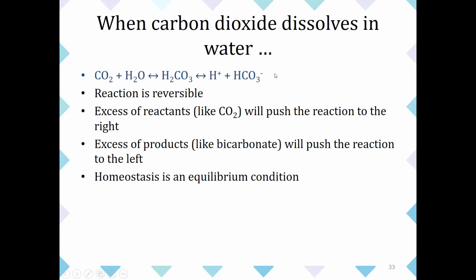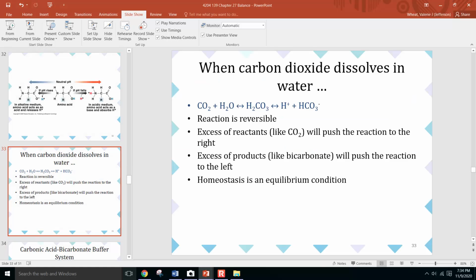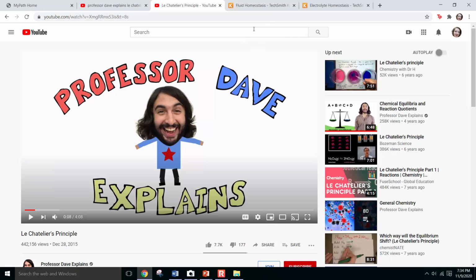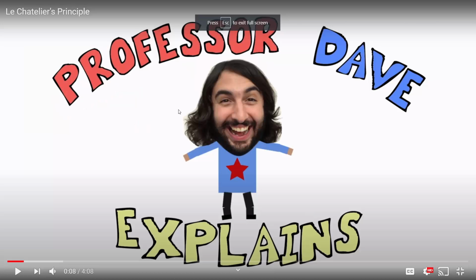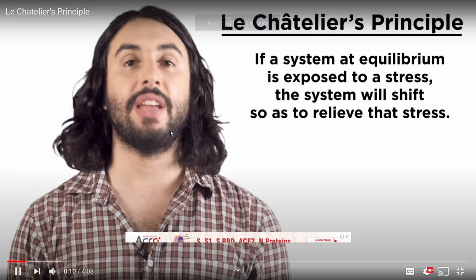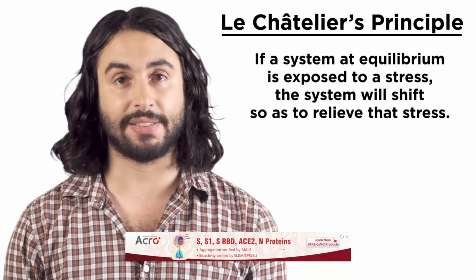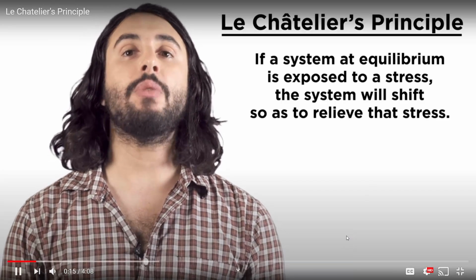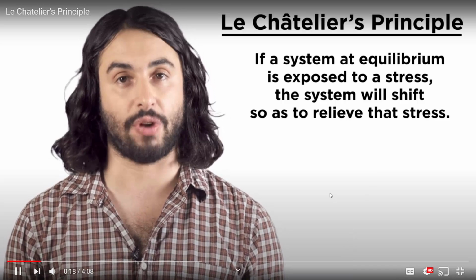Now, if you've had any chemistry, you know that if you end up with an excess of reactants, it pushes the reaction to the right. And if you end up with an excess of products, that pushes the reaction to the left. I wanted to give you a visual example of that. Le Chatelier's principle says that if you induce a stress on a system at equilibrium, the equilibrium will shift so as to relieve that stress.